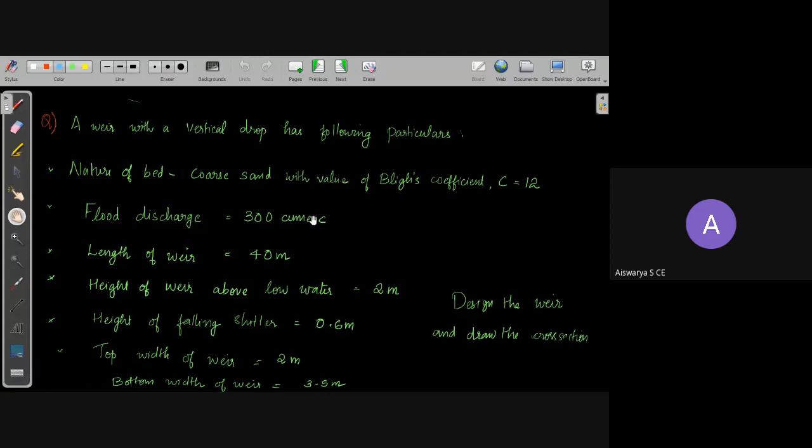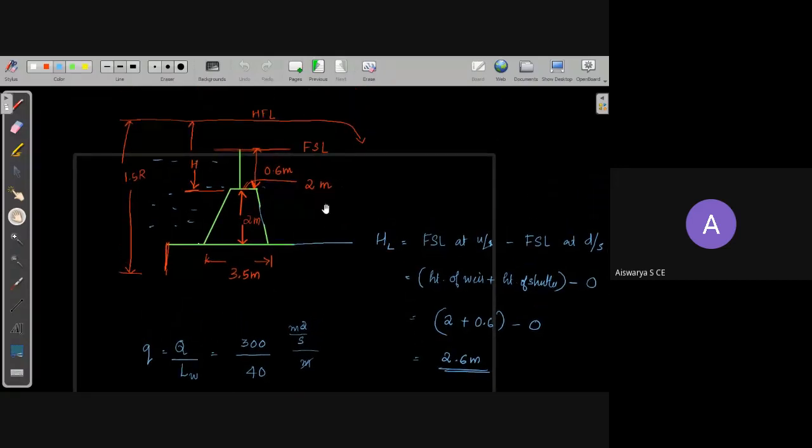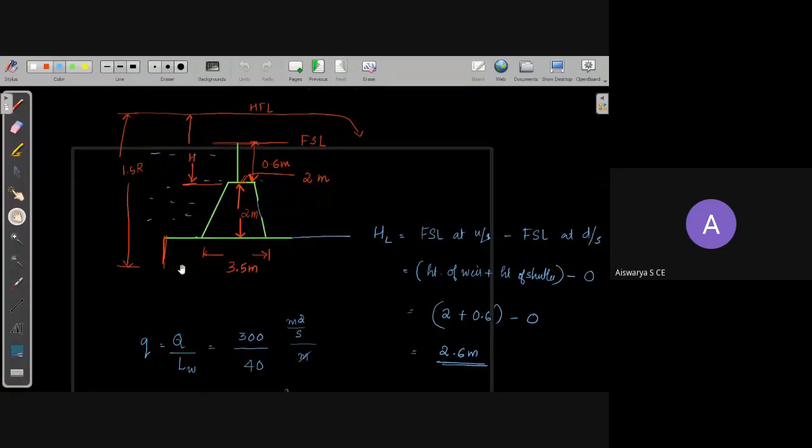Okay. So these are the details already given in the question, and we have just started doing the problem. So first of all, you need to draw the figure. In that, with the details already given, we have the height of the weir, so we have marked 2 meter height of weir. Above that, 0.6 meter of shutter is given. Then you have to mark up to the top level of shutter, that is the full supply level or FSL, and the high flood level.